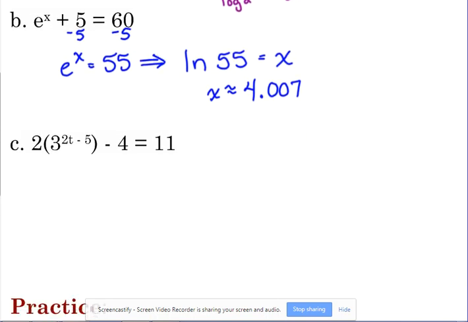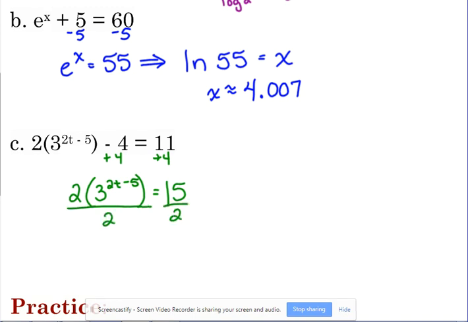Okay. Let's do one that's got a little bit more stuff going on here. 2 times 3 to the 2t minus 5, minus 4 is equal to 11. Where should we start? Add 4. It's just like we're solving any other equation. You start with adding and subtracting, then you move on to multiplying and dividing. You do realize that when you solve an equation, you go backwards through the order of operations. Has that occurred to anyone? Okay, so then we divide both sides by 2. So we get 3 to the 2t minus 5 is equal to 15 over 2.